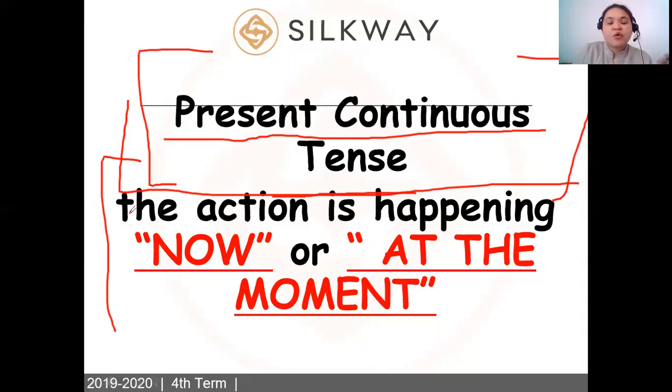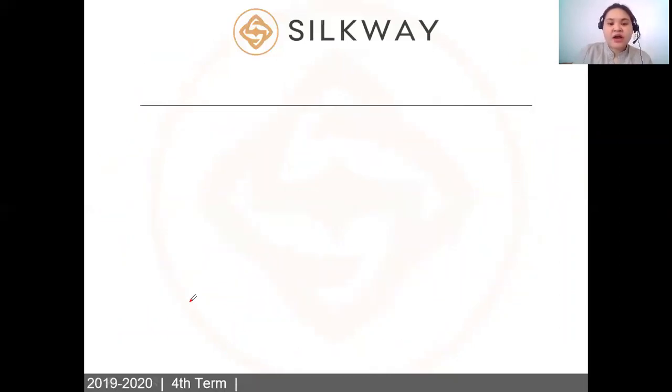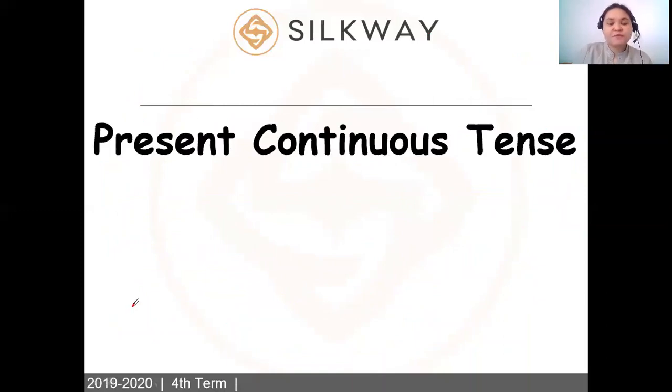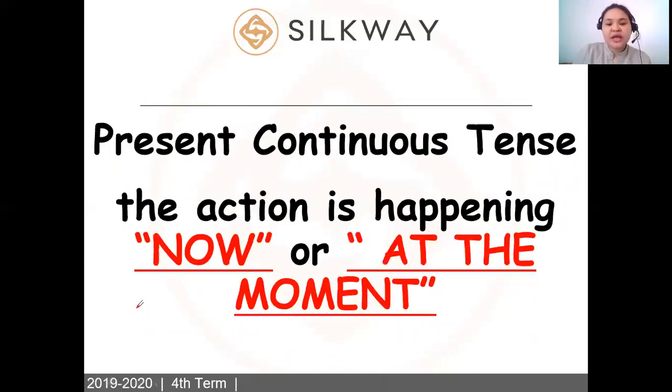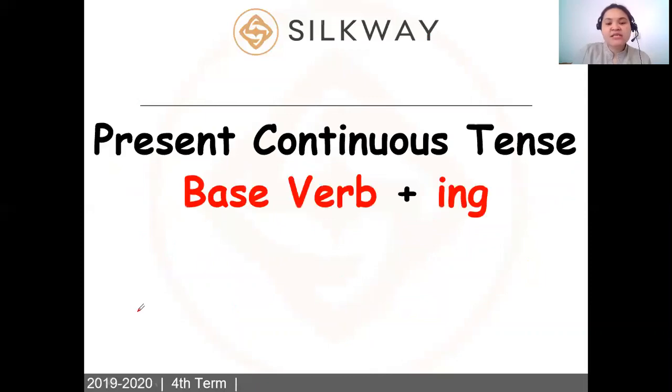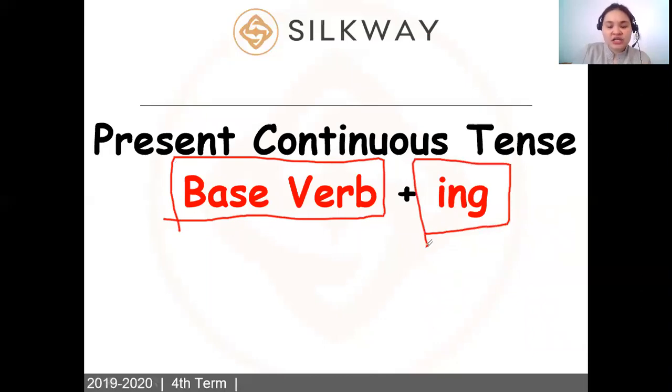When we say present continuous tense, this is actually a tense of verb which says that the action is happening now, or at the moment in time. So let's try. This is the structure I will present to refresh you. We have the present continuous tense. Here is the base verb. We have first the base verb plus ing.